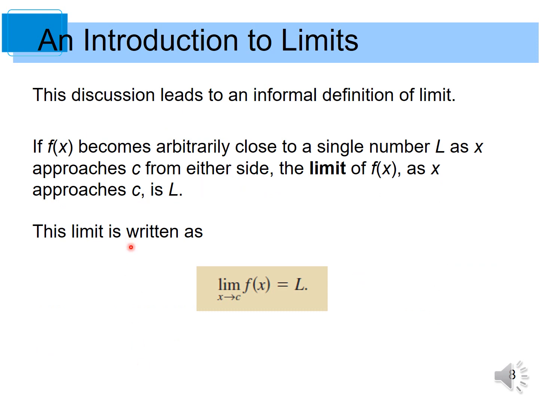This discussion leads to an informal definition of limit. If f(x) becomes arbitrarily close to a single number L as x approaches C from either side, the limit of f(x) as x approaches C is L. This limit is written as limit of f(x) as x tends to C is equal to L.